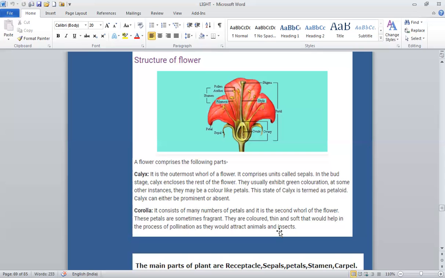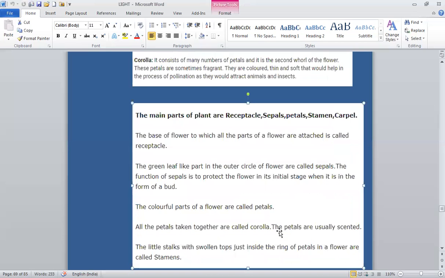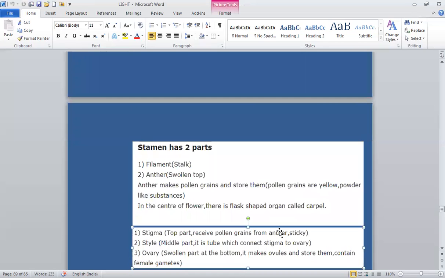Now, the third whorl is the stamen. Stamens are also known as androecium. What are they also known as? Androecium. They constitute the third whorl. Sometimes the flowers may only contain stamens, so it is known as a staminate flower.